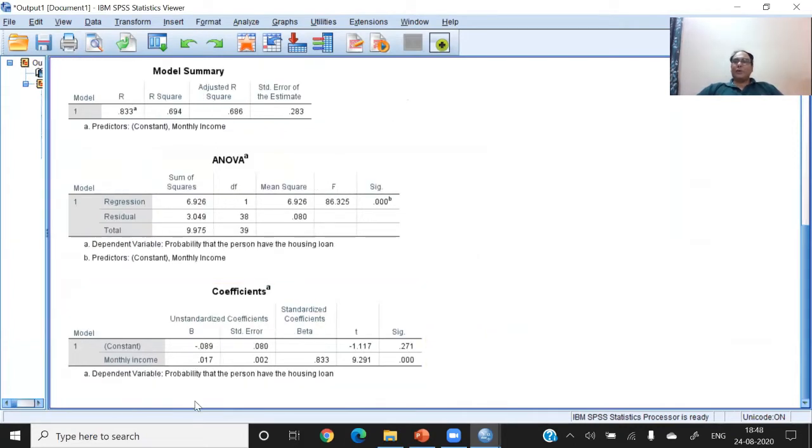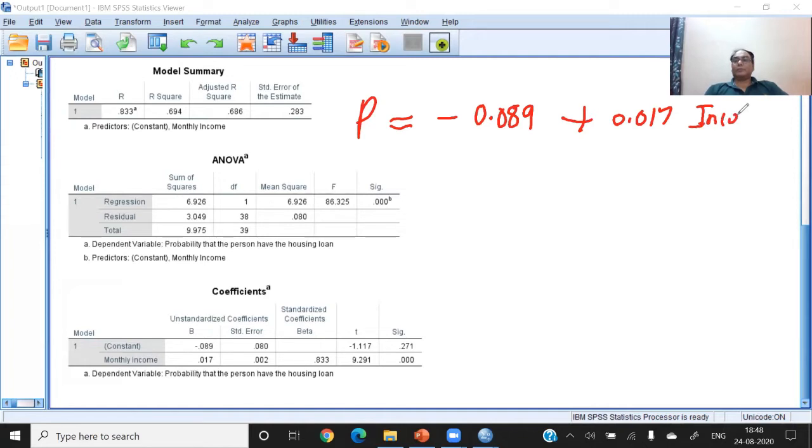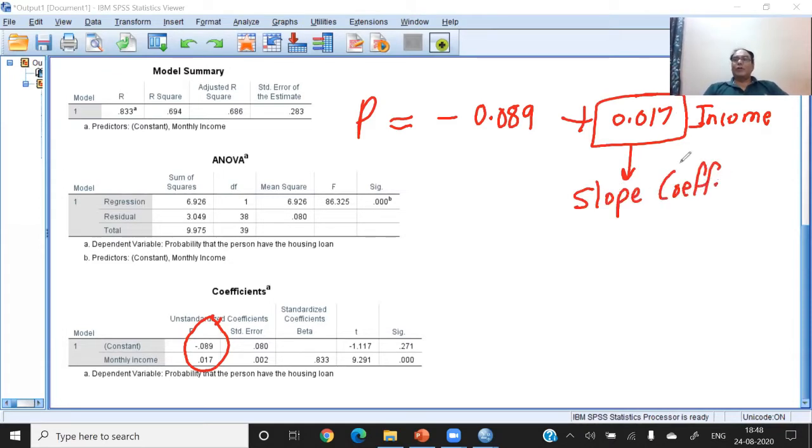Now the most important thing is the regression model. So I'm writing the regression model here. The probability is equal to my intercept, which is 0.089, plus 0.017 multiplied by income. Now in this equation, I am taking all the values from here. This equation is giving you the value of alpha and beta. And this value is known as the slope coefficient. And this value is showing you the impact of income on the probability.